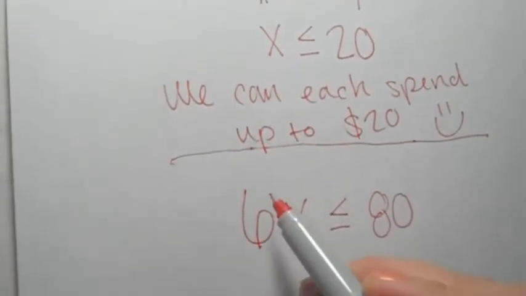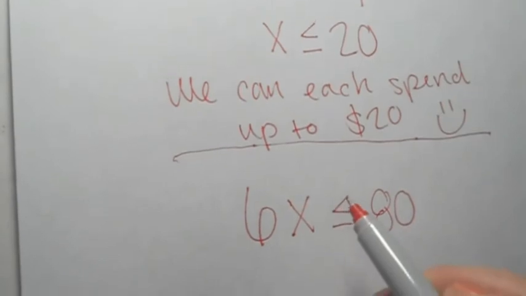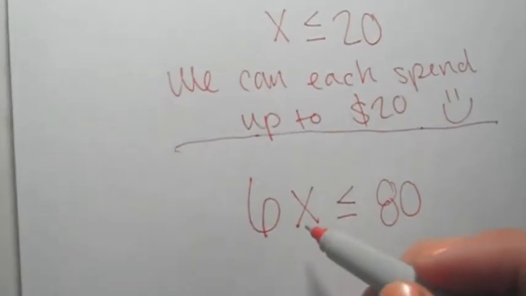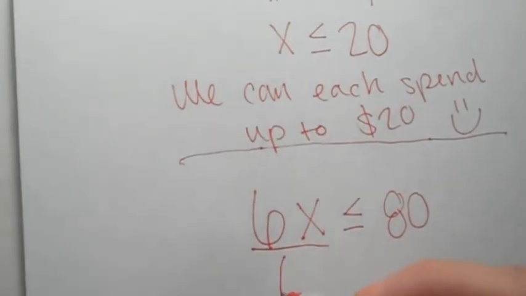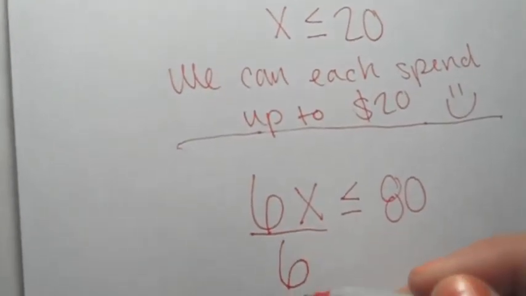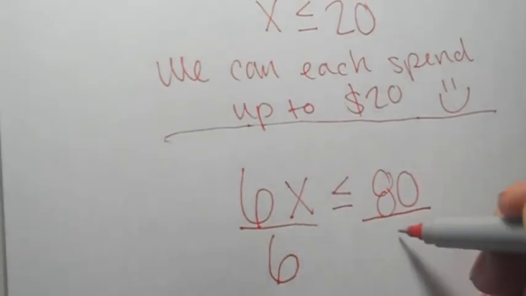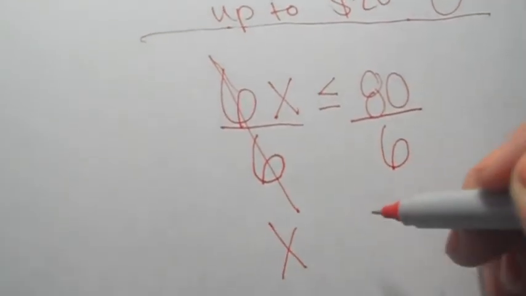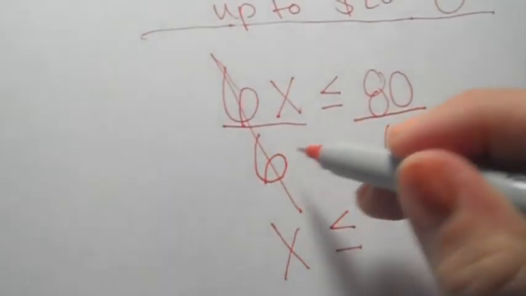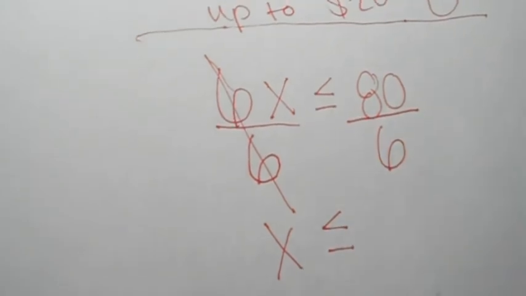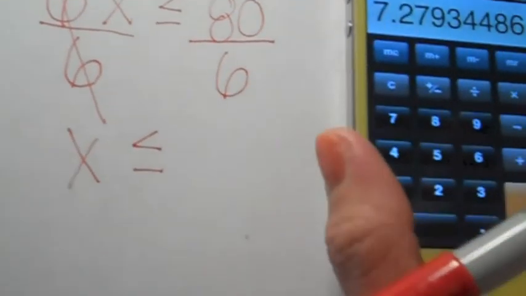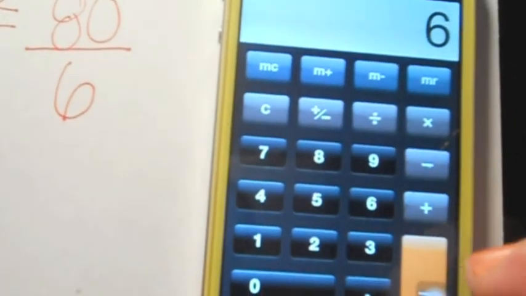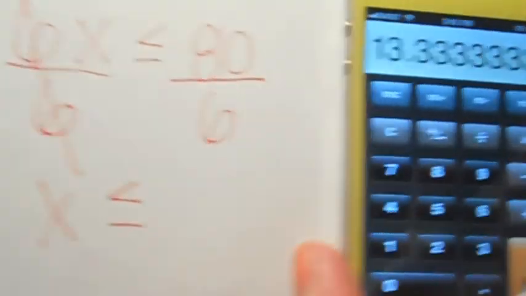The number of people times how much each spends must be less than or equal to $80. Okay, we want to get X by itself. It's being multiplied by 6, so I divide by 6. Whatever I do to one side, I must do to the other. These 6's are going to cancel. This number was positive, so this just comes straight down without flipping. Now 80 divided by 6 is 13.33.